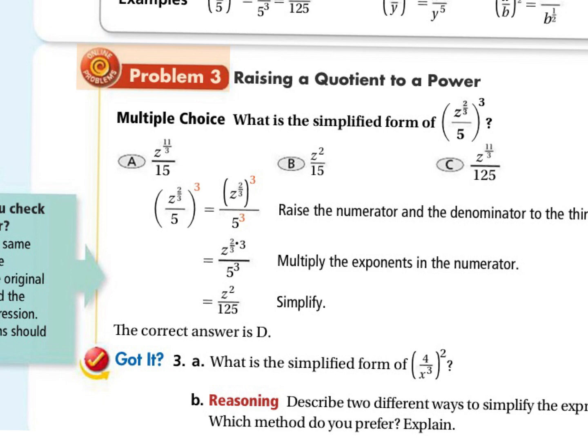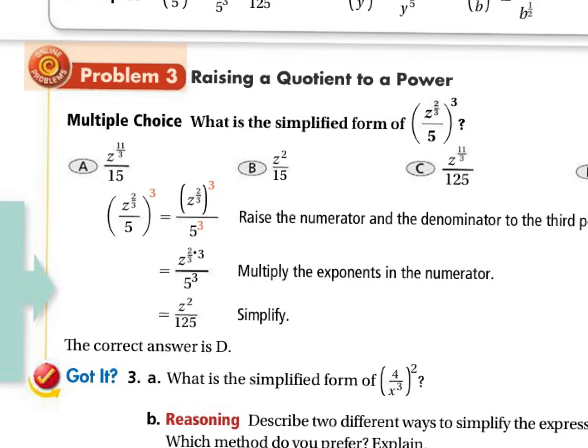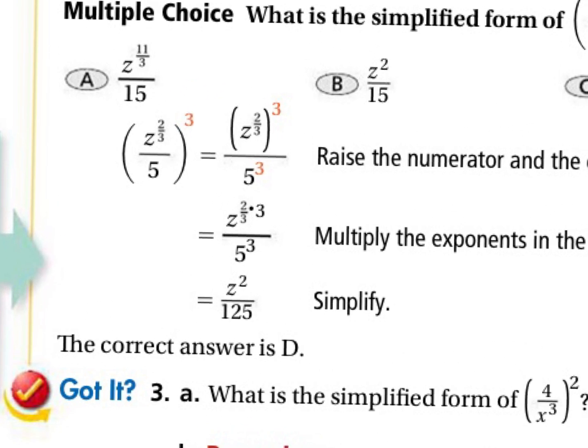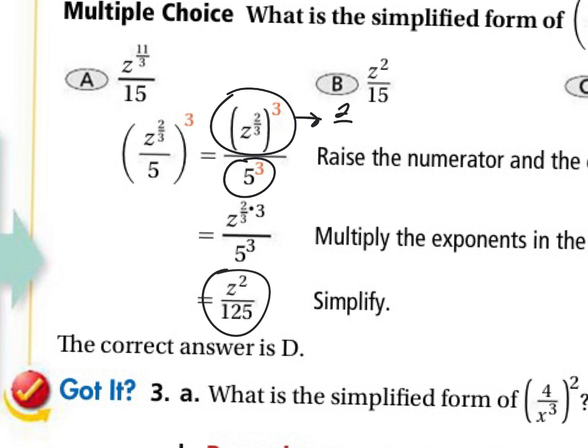So if you look at problem 3, what's a simplified form of that? We could cube both the numerator and the denominator, and so that would end up being z squared over 125. Z squared, if you follow the book's method, you could multiply those. That'd be 6/3, which is the same as 2. Otherwise, you could do z to the 2/3 times z to the 2/3 times z to the 2/3, and then multiplying like bases, add your exponents, you'd get the same answer.